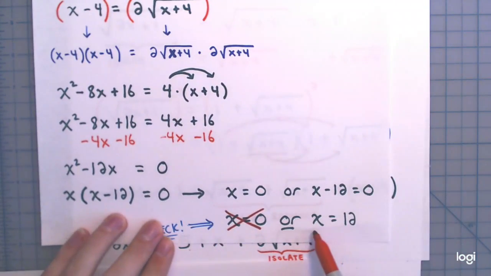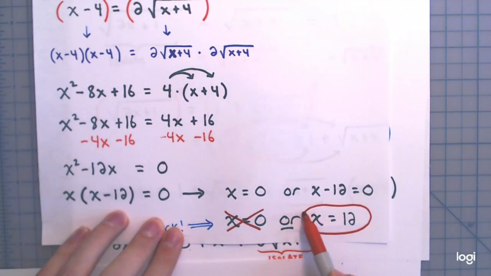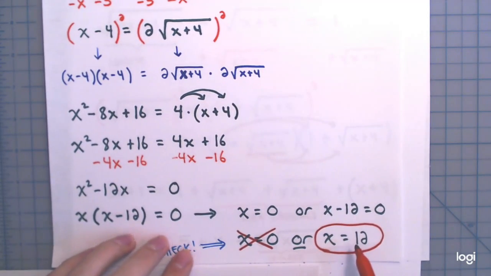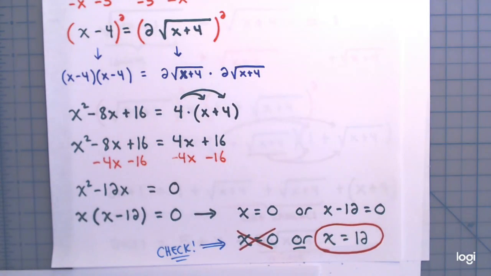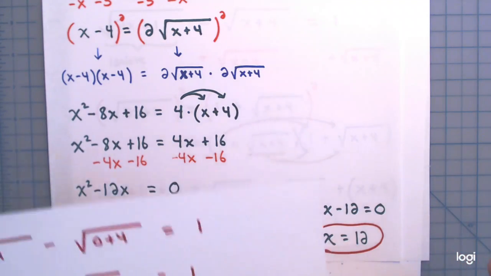So going back here, I can put it in a circle. 12 works back in my original statement, makes it a true statement. Or you could write out that the solution set is simply the set with the number 12 in it. Okay, great.